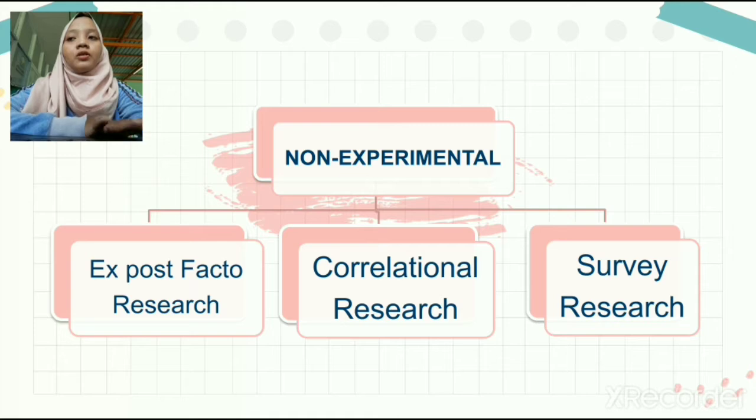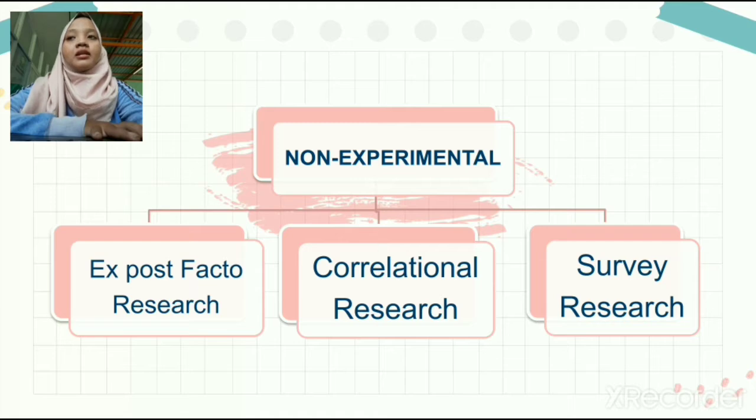Ex post facto research is similar to an experiment except the researcher does not manipulate the independent variable, which has already occurred in the natural course of events. The researcher simply compares groups differing on the preexisting independent variable to determine any relationship to the dependent variable.